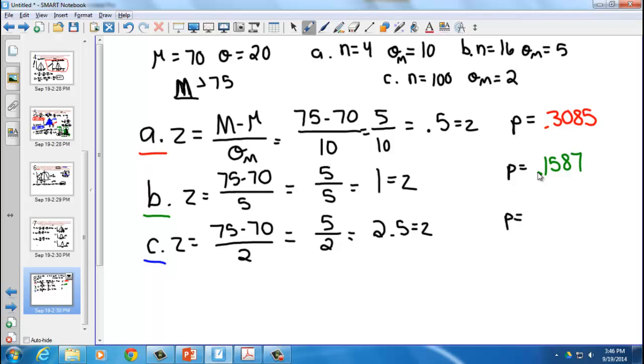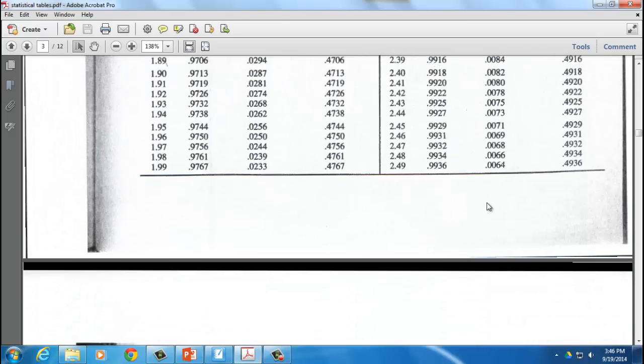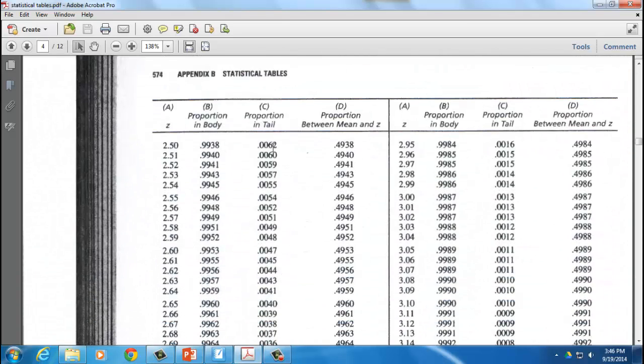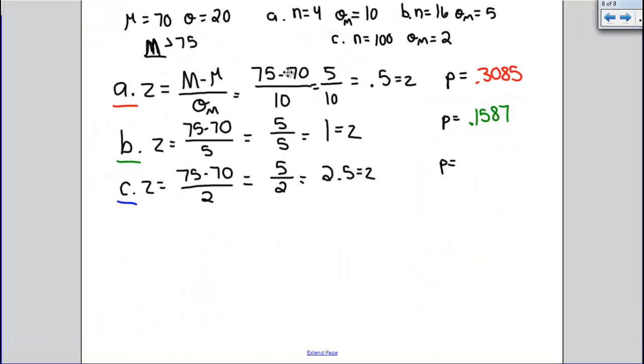And then for part C, when you have a sample size of 100 and a z-score of 2.5, then the probability of getting a sample mean that's greater than 75 is, oh, the suspense is killing me. Okay, 0.0062.